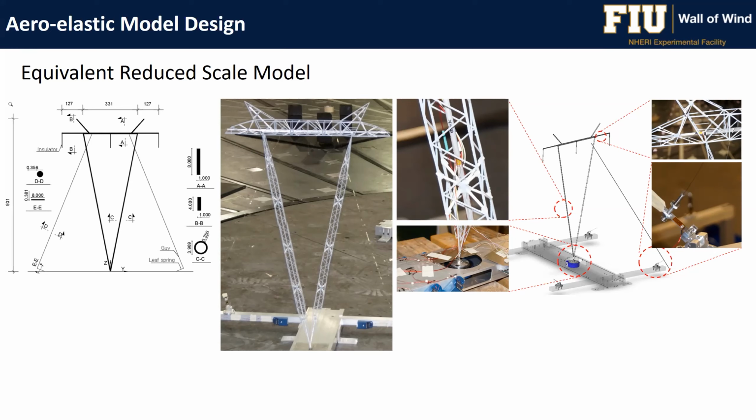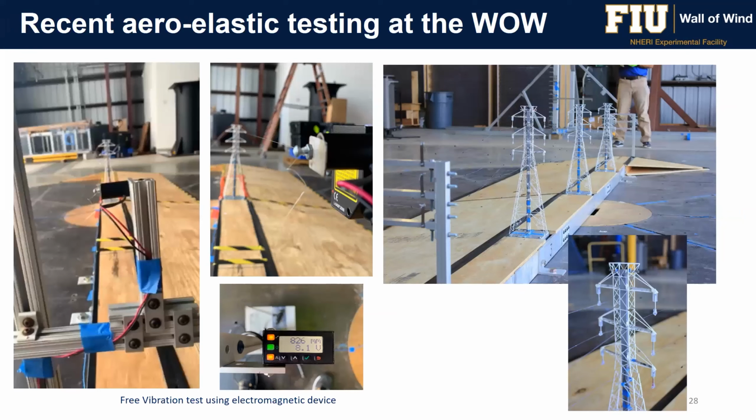Next, please. We recently had a multi-span transmission line system tested at the Wall of Wind, a self-supported transmission line. The structure was scaled down with a 1:50 length scale for the towers, and a distorted length scale for the cables using 1:150.